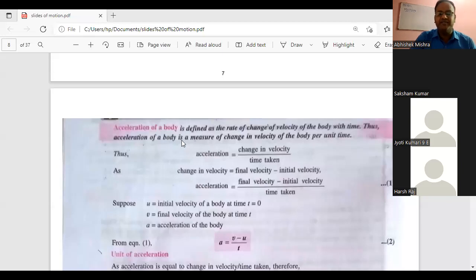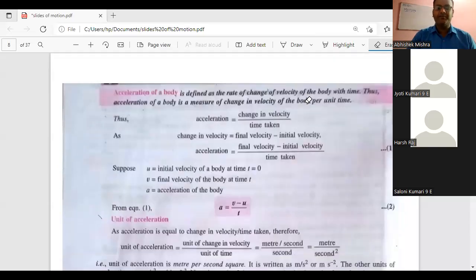So students, we have defined acceleration as the rate of change of velocity of the body with time. When we derive the formula for the acceleration, the acceleration is the change in velocity, and change in velocity means final velocity minus initial velocity. So the formula for the acceleration is a equals v minus u by t, where u is the initial velocity, v is the final velocity, and a is the acceleration. So this is the equation for the acceleration.